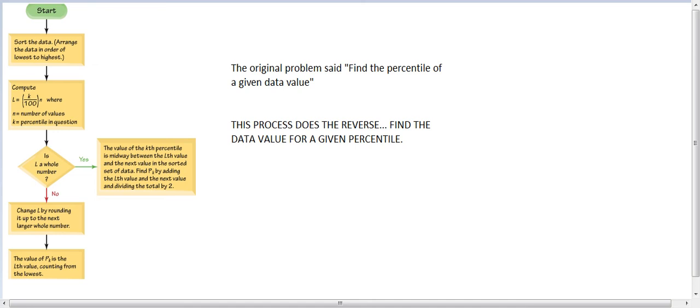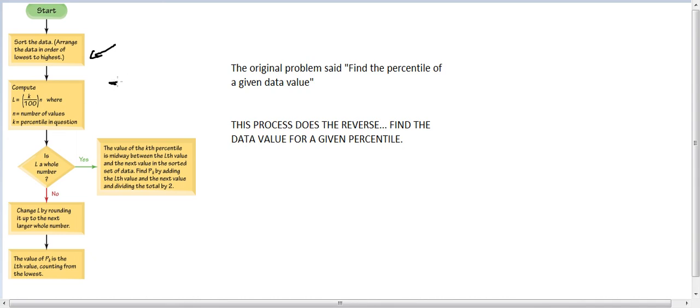Alright, so the original problem that we did just now said find the percentile of a given data value. It's a little bit more complex when you do the reverse, when you find the data value for a given percentile. So again, it's why I always encourage you to sort the data first. That's the first thing we're always going to do. After we sort the data, then you do this formula: L equals K over 100 times N.